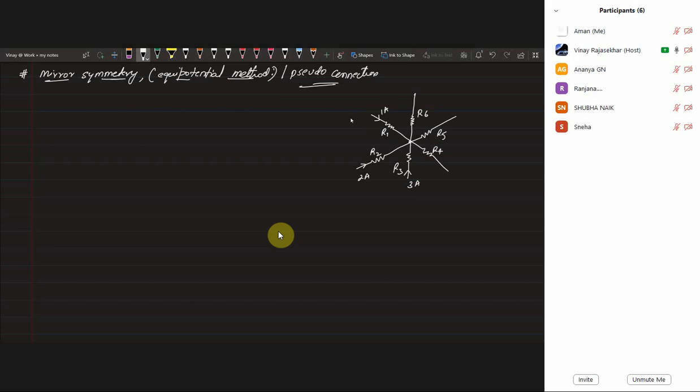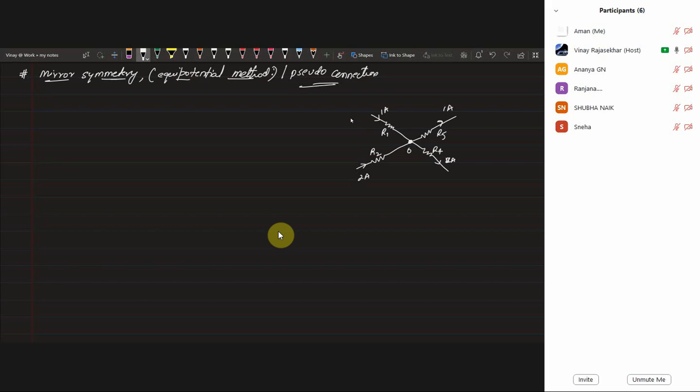For example, one minute, I will erase this, then it will be very easy. You can understand it better. Now let us suppose 1 ampere current is entering the junction here, and 2 ampere is entering the junction like this. The 1 ampere current, after entering the junction, passes through the R5 resistor. In the same way, the 2 ampere current passes through the 4th resistor.